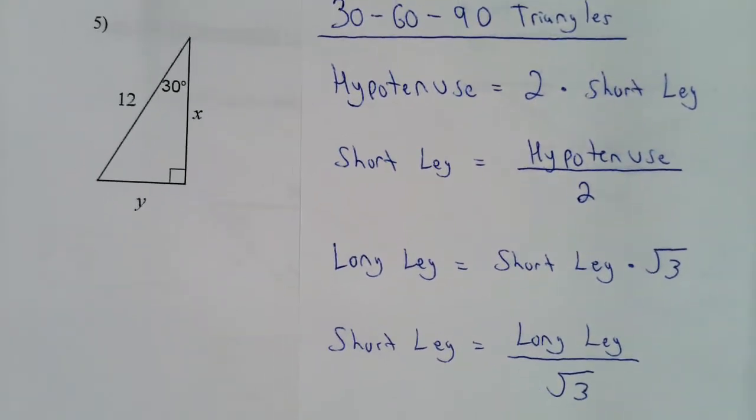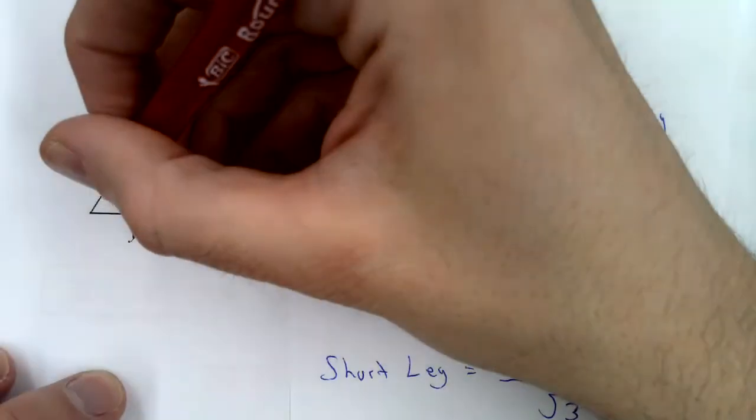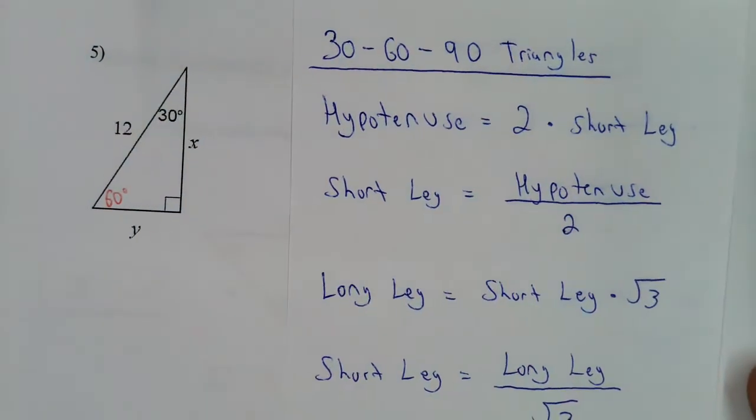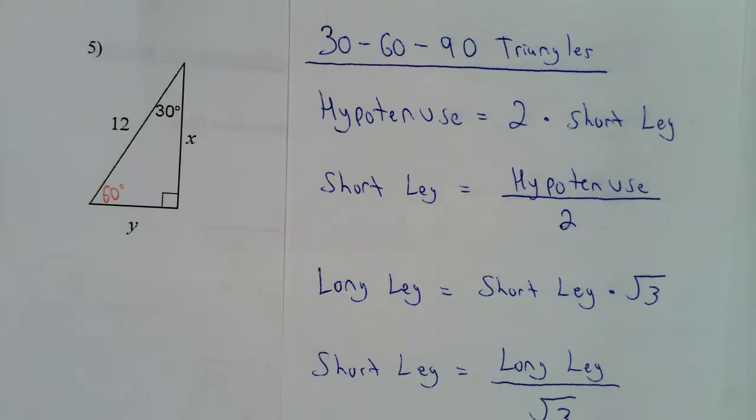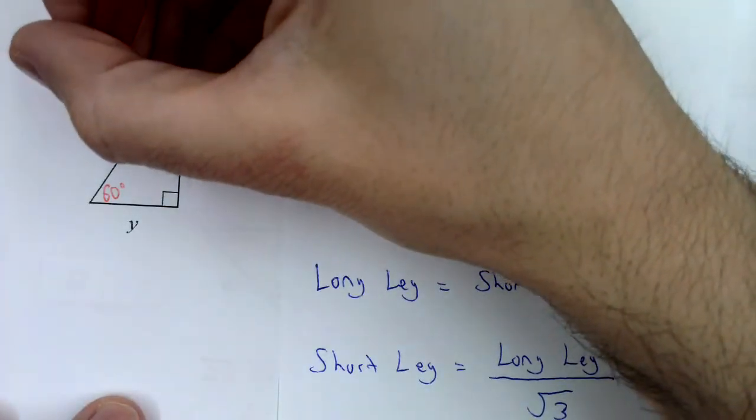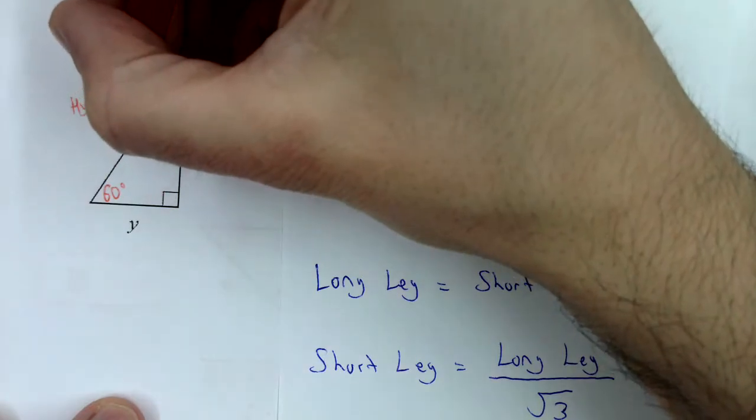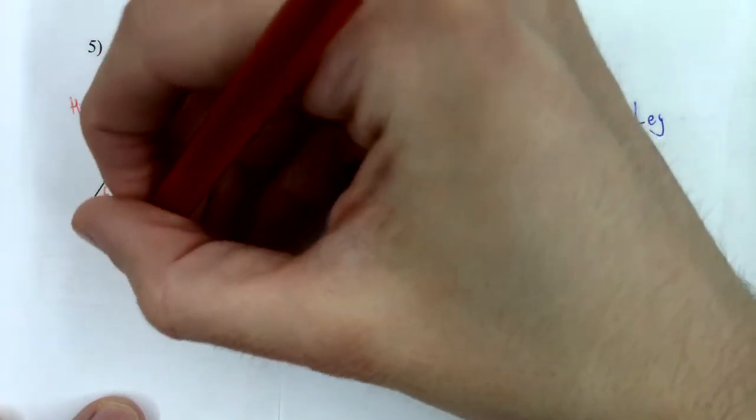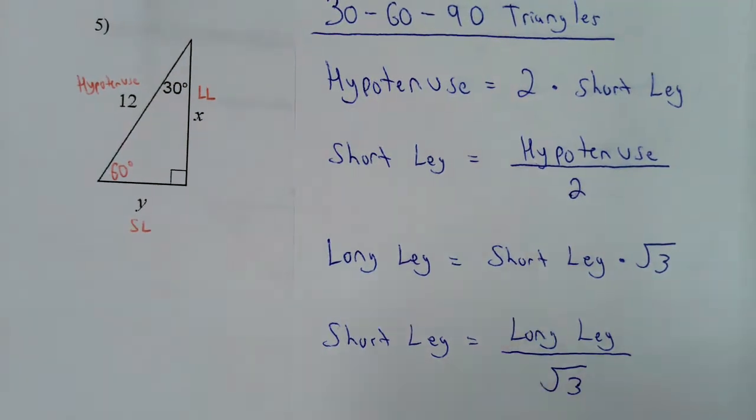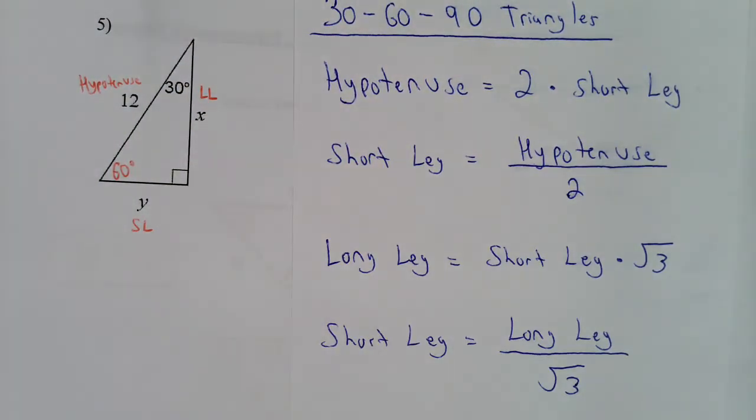Okay, so for number 5, let's just label this angle as 60 because all the angles have to add to 180. And this is the hypotenuse. This is the short leg, SL, and this is the long leg, LL, because they're crossing a 60-degree angle. And that's the short leg because they're crossing a 30-degree angle.